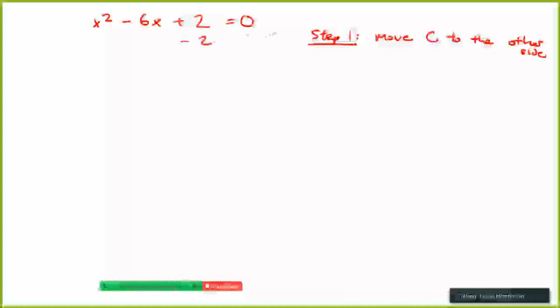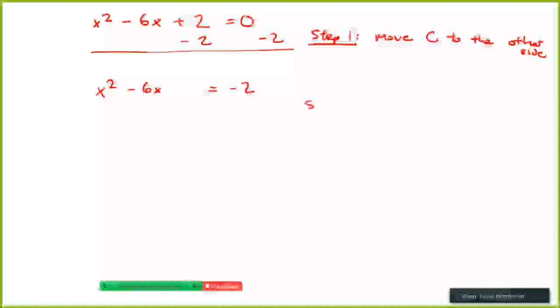We've got to subtract 2 from both sides. We're canceling it out, basically. What are we left with? x squared minus 6x equals -2. Okay, so now we've got our x parts all alone on the left: x squared minus 6x.